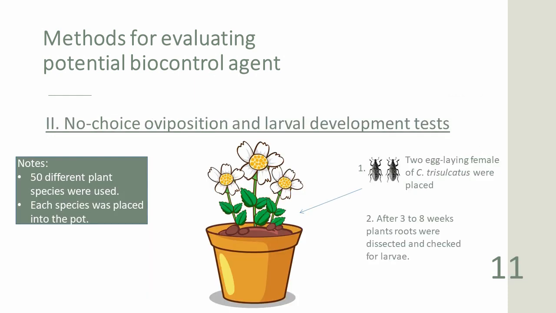The second method for evaluating the potential biological control agent is the no-choice oviposition and larval development test. In this experiment, 50 different plant species were used. Each species was placed into a pot, and after that, 2 egg-laying females of Cyphocleonus were placed onto each individual potted plant. After 3 to 8 weeks of exposure to Cyphocleonus, roots were dissected and checked for larvae. They used this method to know the probable hosts for Cyphocleonus.